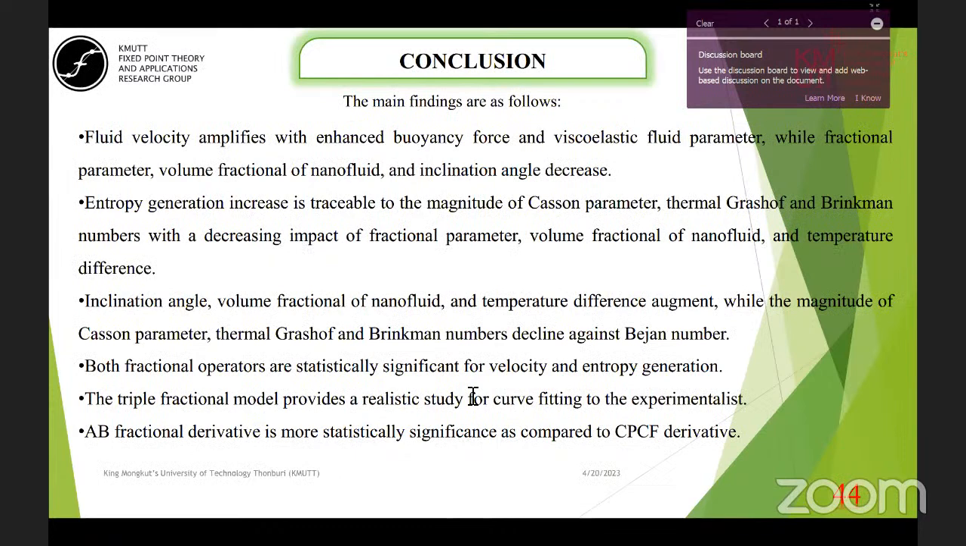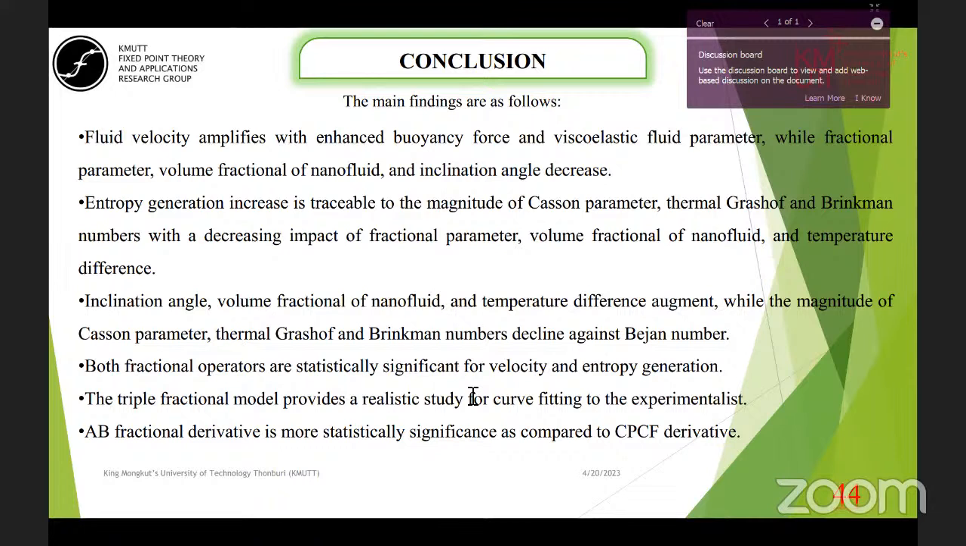The fluid velocity amplifies with enhanced buoyancy forces and viscoelastic force parameter, while the fractional parameter, volume fraction of nanofluid and inclination angle decrease it. Entropy generation increases with the magnitude of the Casson parameter, thermal gradient and Brinkman number, with a decreasing impact of the fractional parameter, volume fraction of nanofluid and temperature difference. Inclination angle, volume fraction of nanofluid and temperature difference augment, while the magnitude of the Casson parameter, thermal gradient and Brinkman number decline against the Bejan number.